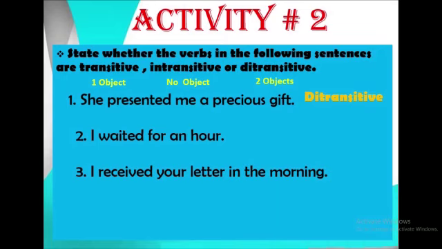Sentence number 2. I waited for an hour. Waited is the verb in this sentence and for an hour is not any sort of object because it is not giving the answer of those questions which are required for any sort of object. So for an hour is giving the answer of how long. So it is not any sort of object. So it is intransitive.